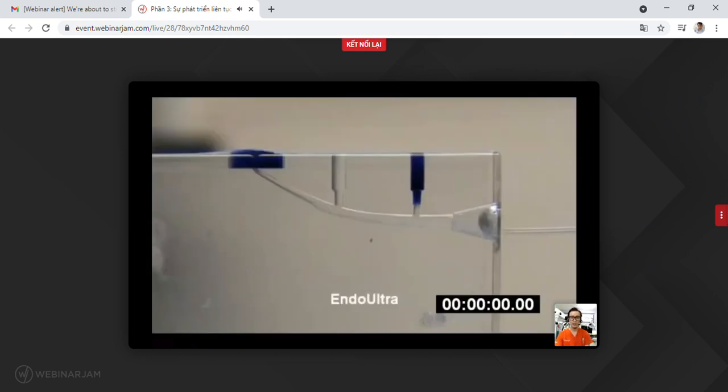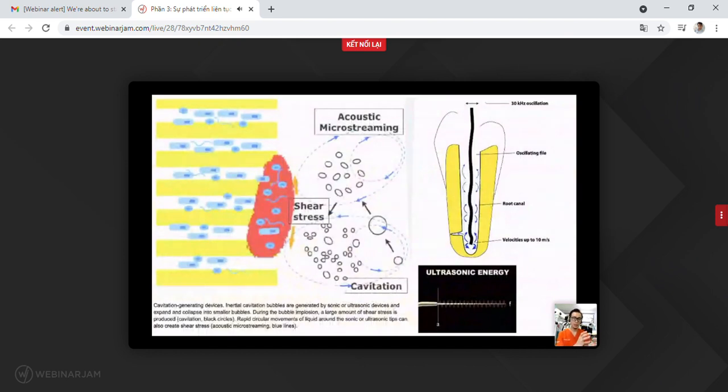And this is what Endo Ultra does to the lateral canals. Even if the tip of the Endo Ultra is located at the center of the main canal, the root canal irrigants can flow from the main canal towards the lateral canals. So that's what we call cavitation.